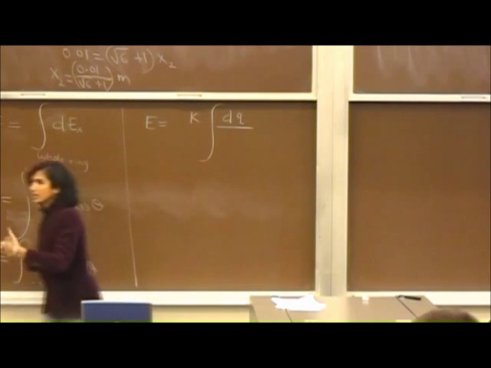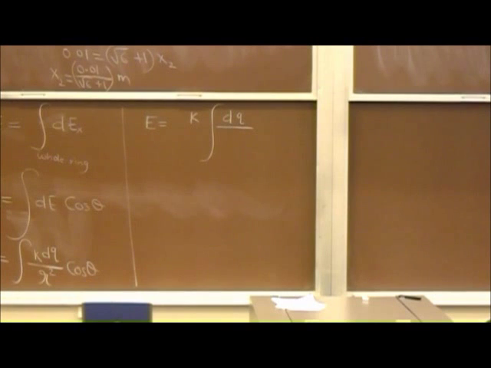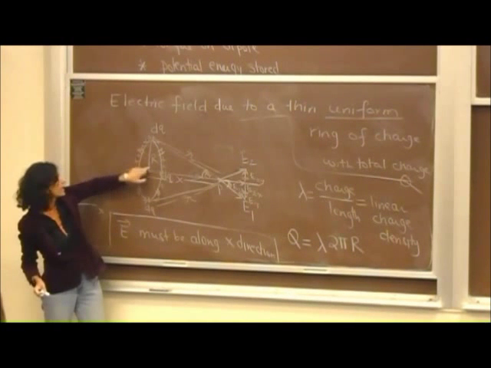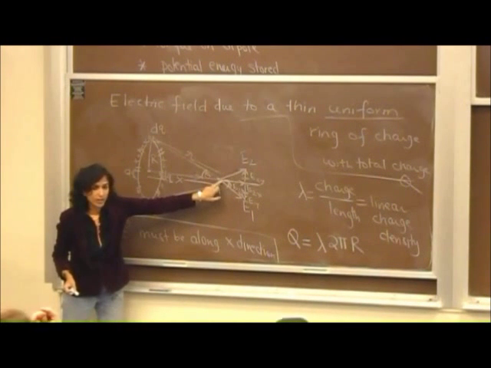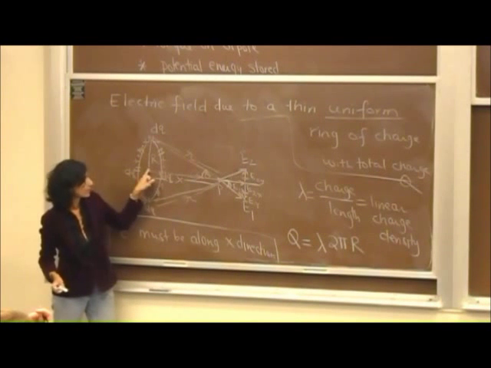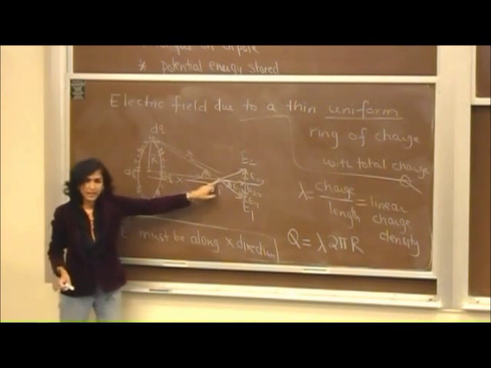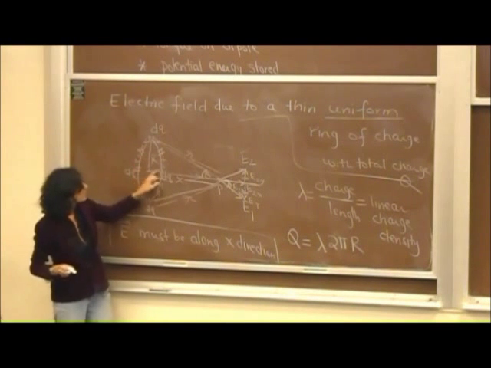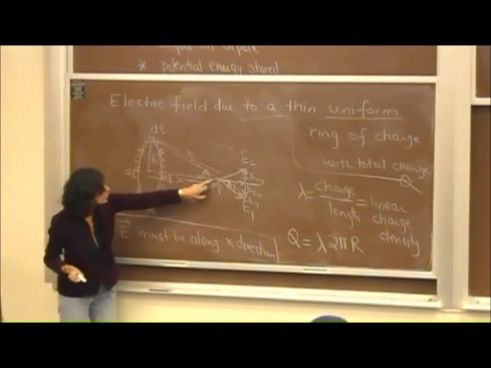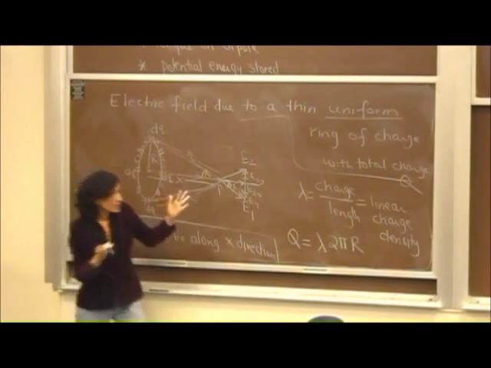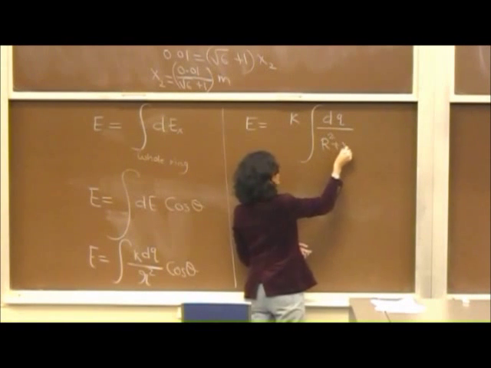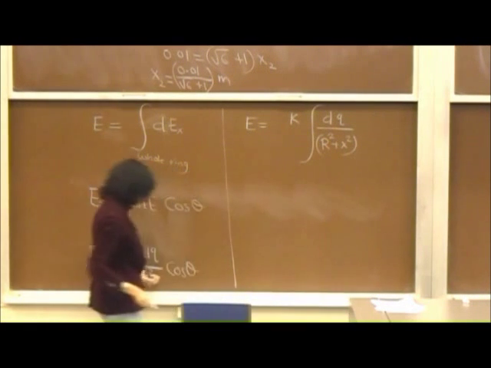What is r square in terms of things we know? Because notice, what I gave you is this radius of the ring, and I gave you that the distance of this point P on the axis from the center of the ring is x. What is r in terms of capital R and x? Anybody? Very good. Do you see that this is a right angle triangle, and capital R square plus x square is little r square? So in terms of things that we know, I can write this as R square plus x square.